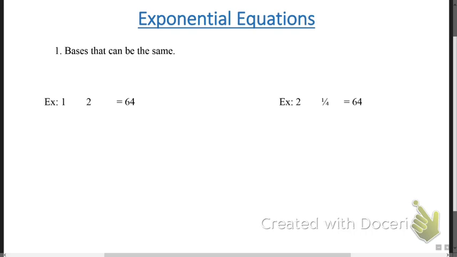Alright, so today I will be telling you how to do exponential equations. There will be two types of exponential equations that I will cover today. First, exponential equations in which the bases are the same. Then, exponential equations in which the bases are not the same. First, you will need to know the property of equality.